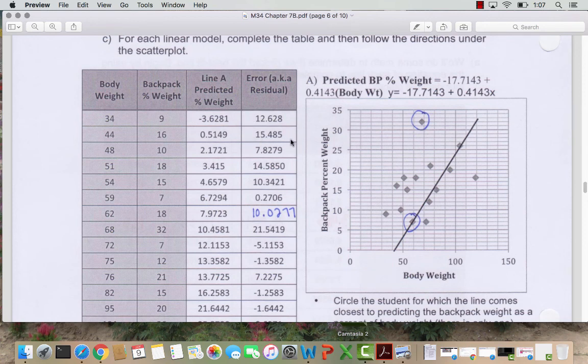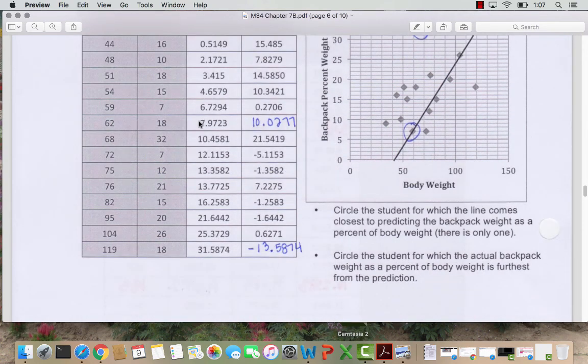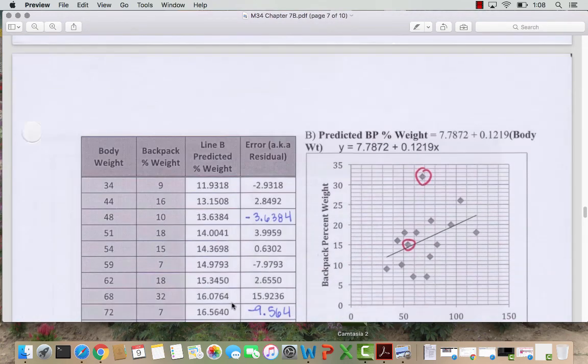15.485. So we're missing a value here for the student who's 62 pounds, so verify 18 minus 7.9723 is 10.0277, and similarly for the student who weighs 119 pounds, you can verify 18 minus the prediction of 31.5874% is negative 13.5874. I didn't make you fill in all the residuals because that would be quite a bit of subtraction, but I do want you to go through the process of checking a couple, because on homework you'll have to find a couple errors or residuals.